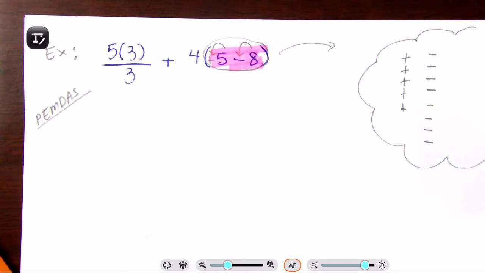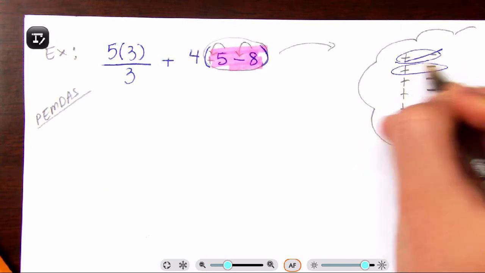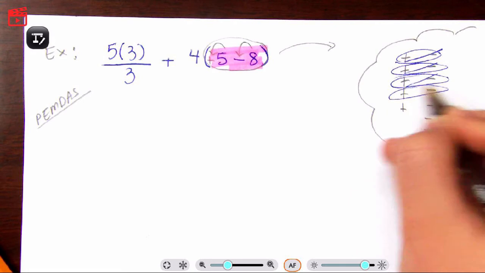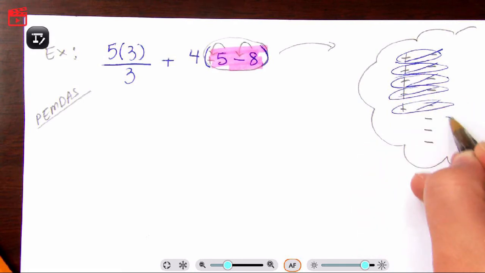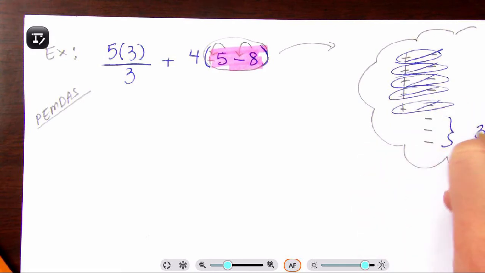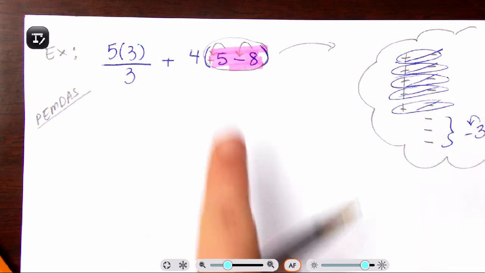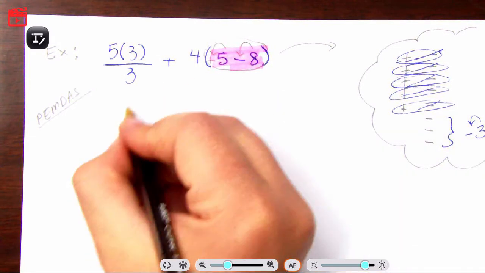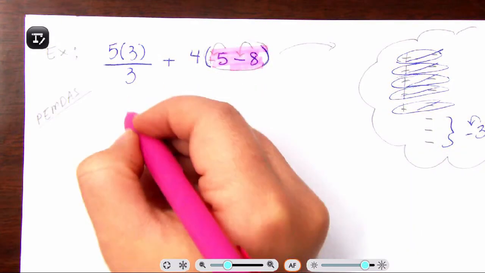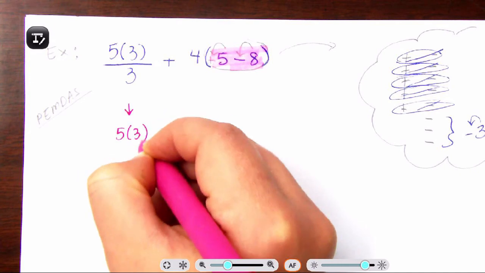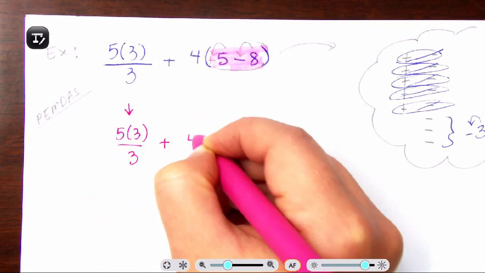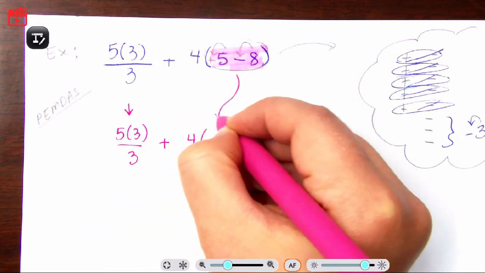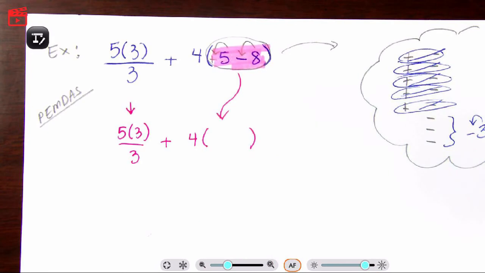We're going to cancel out our 0 pairs. 1 negative, 1 positive, 1 negative, 1 positive, and so on. What are we left over with? 3 what? 3 negatives. Once you have simplified what is inside of your grouping, you're going to rewrite everything else. So what do I have here? 5 times 3 divided by 3 plus 4. Still keep it in parentheses because it means something. If it's in a bubble, it always stays in a bubble. So I have negative 3.